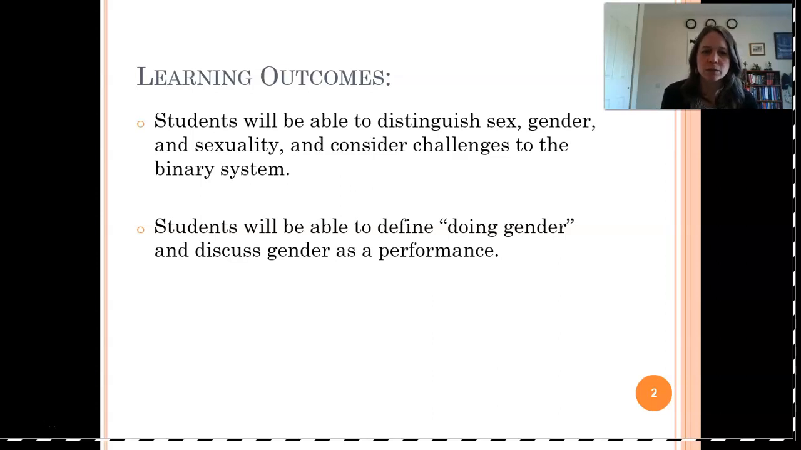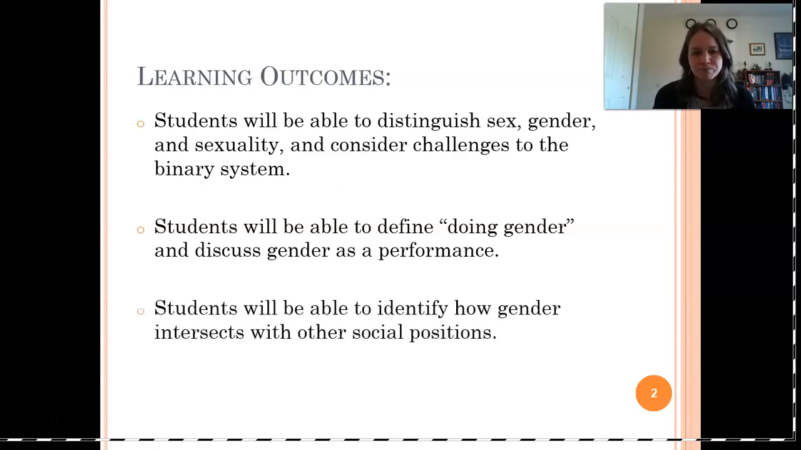And then students will be able to define doing gender and discuss gender as a performance, so thinking back to dramaturgical theory and impression management. And then third, we want to be able to identify how gender can intersect with other social positions.